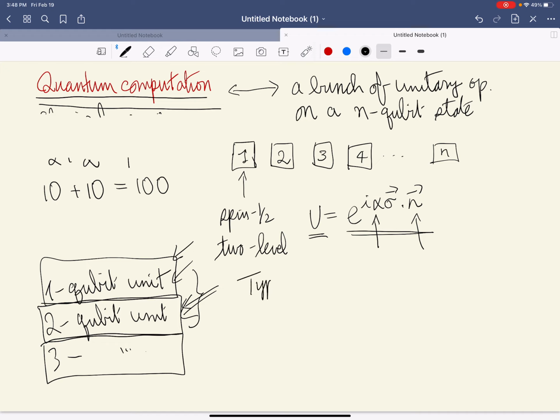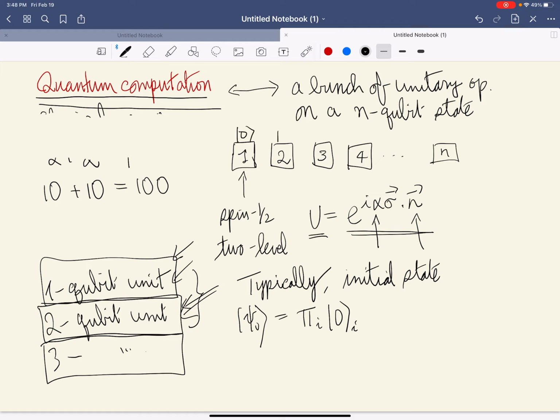So typically, the quantum operation starts with the initial state, which is a product of zeros. Every qubit is set to be in the same state, which for convenience we'll just call the zero state. So everything is in a zero state. And the overall quantum state is a direct product of these 1-qubit states.